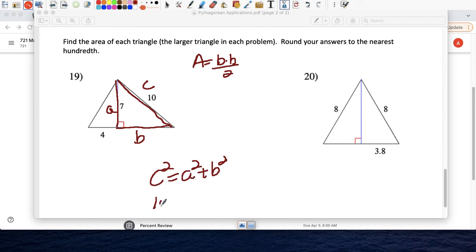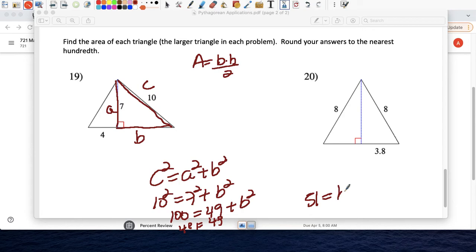C is 10, so 10 squared equals 7 squared plus B squared. That's 100. 7 times 7 is 49, plus B squared. I'm going to subtract 49 from both sides. We're going to be left with 51 equals B squared. Take the square root of both sides, right? We're left with B equals square root of 51. We're going to take the square root of 51 here, round it to 7.14. So B, this little part right here, is 7.14.